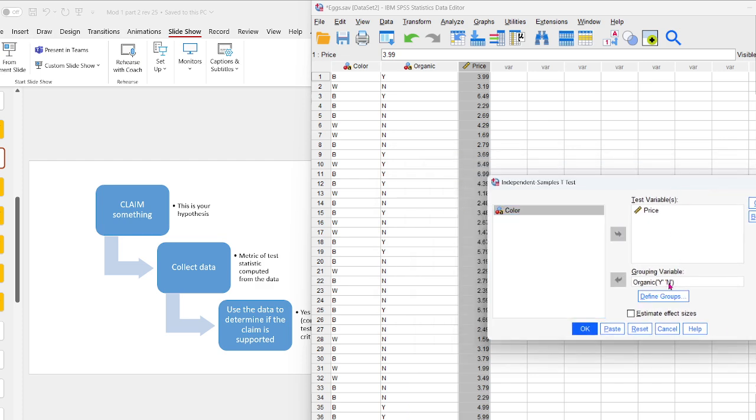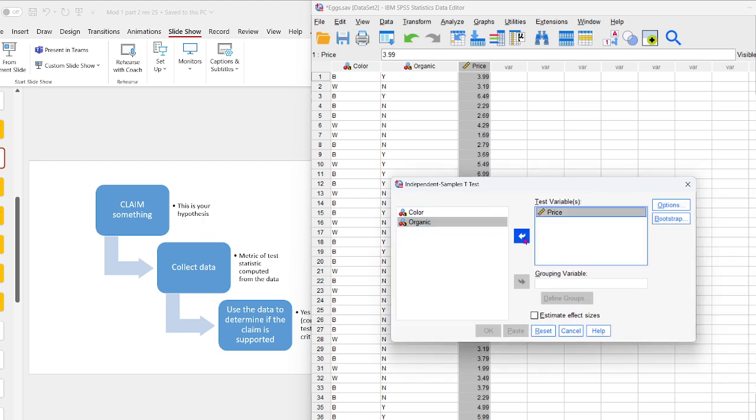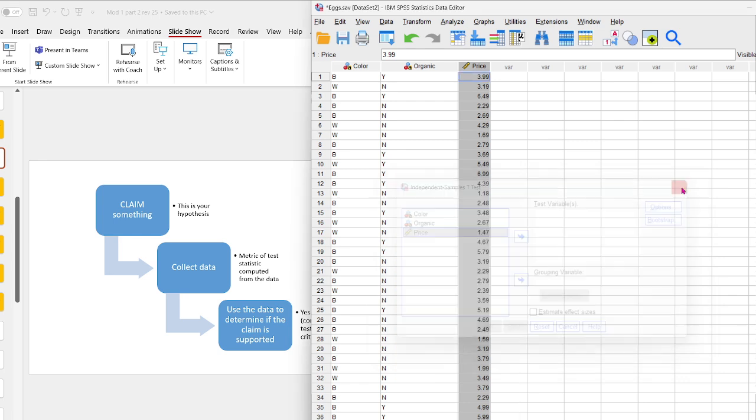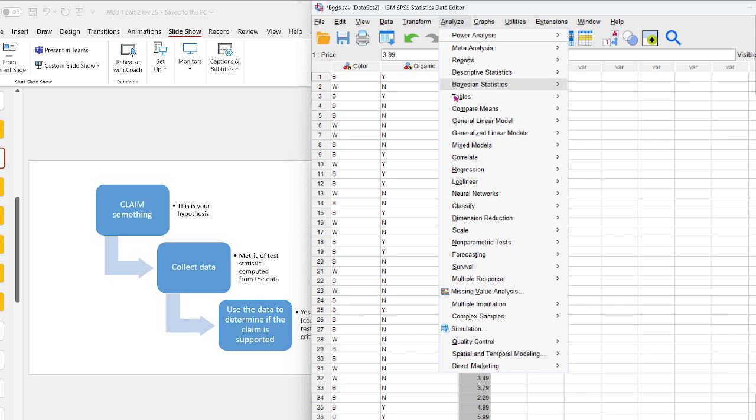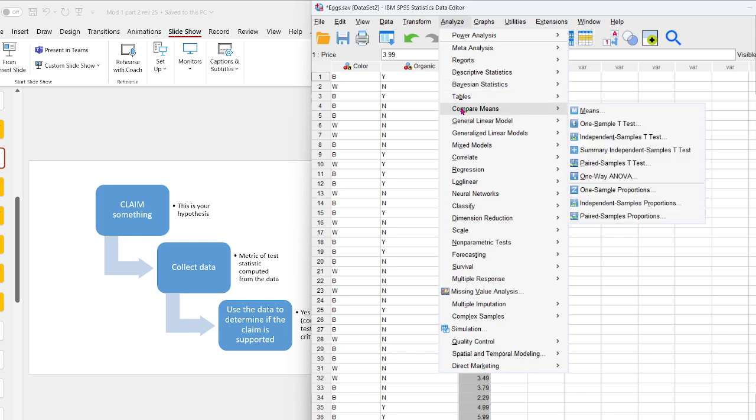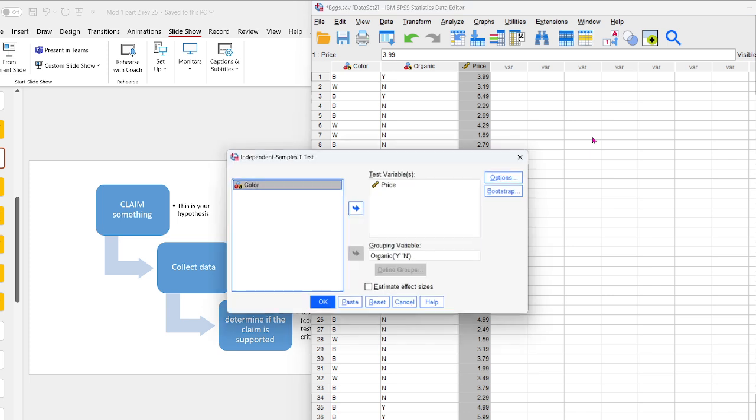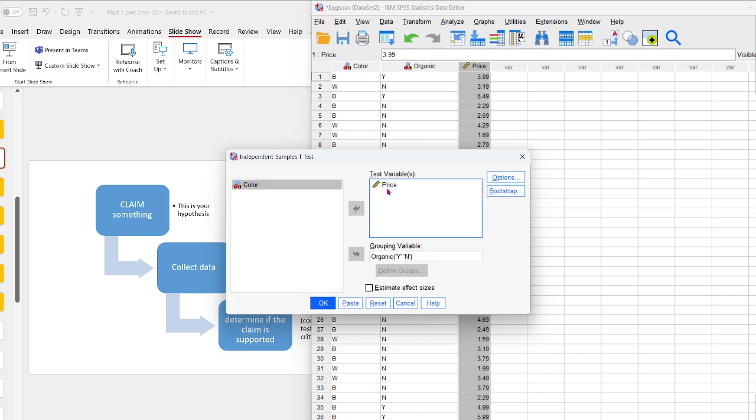Now, I had actually already played with this, so mine is not clean, so I probably should just restart it. Software will sort of retain previous work. So compare means, independent samples. It's doing it again. I can't erase this. But anyways, I selected the price variable and moved it over already.